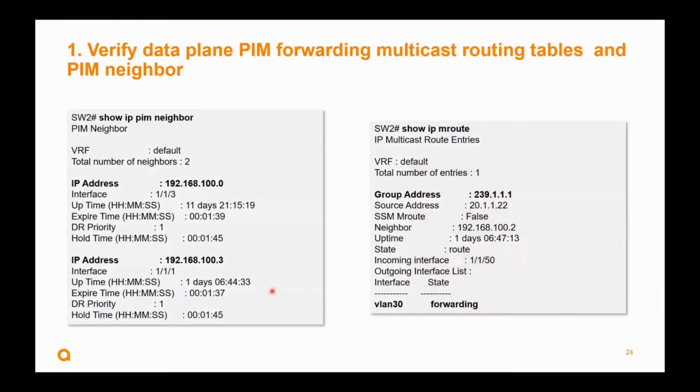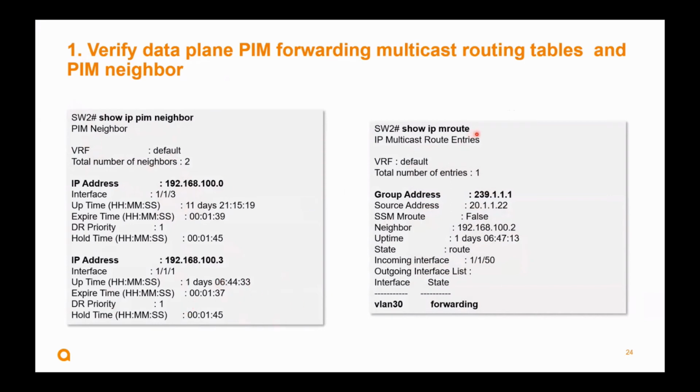So again, these are nothing new. These commands you are pretty much familiar with, but just to make sure that everyone is on the same page: show ip pim neighbor. Quickly, we look at our neighbors on the given interface. In this switch, we have our two neighbors, with their IP addresses and how long they've been up, and so on.